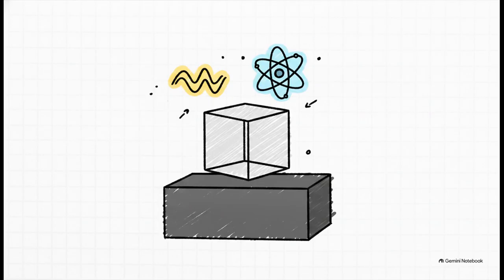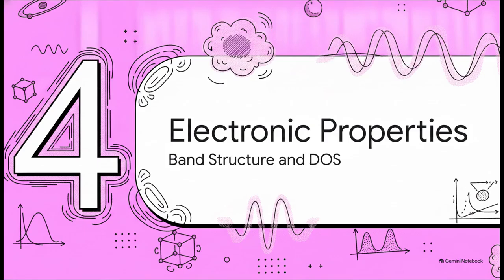And why go through all that computational heavy lifting? Because this optimized structure is absolutely crucial. It acts as the precise, stable baseline for every single electronic and optical calculation that follows. If your structural baseline is off, everything else is off. Which brings us to Section 4, Electronic Properties.